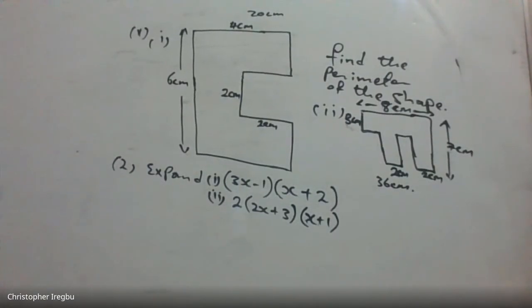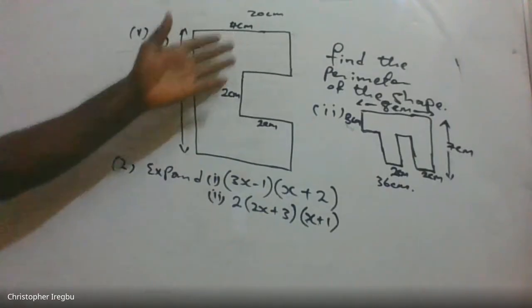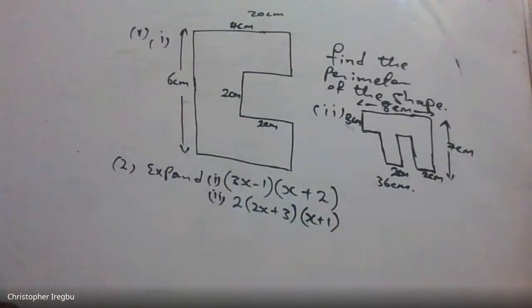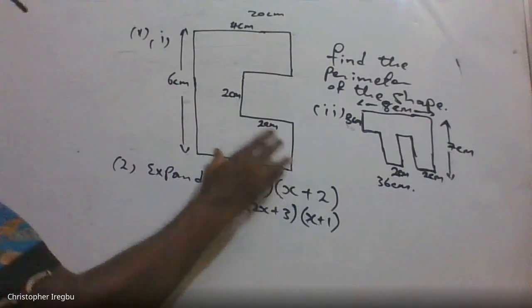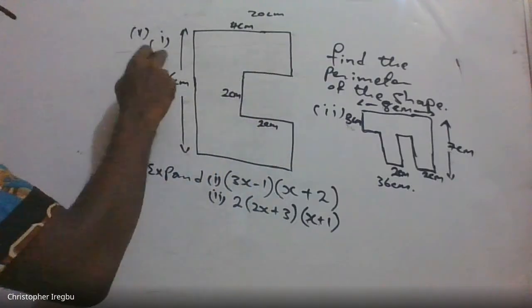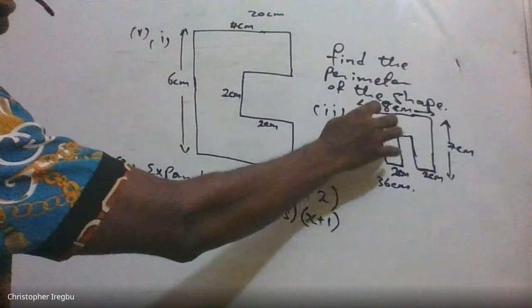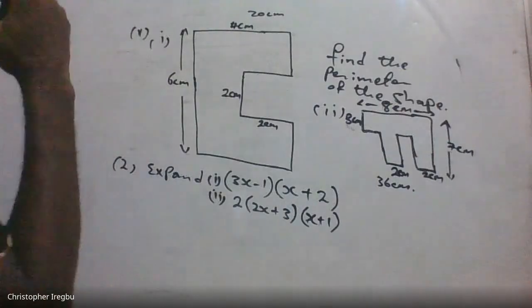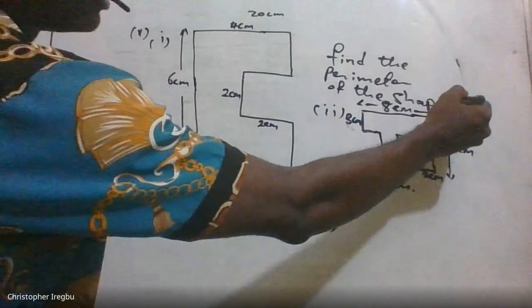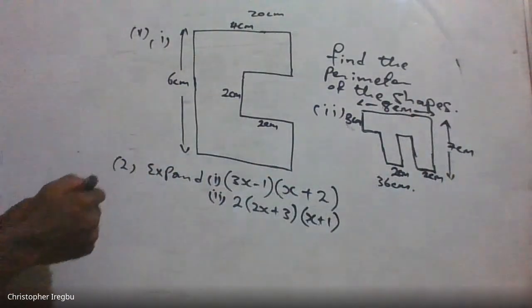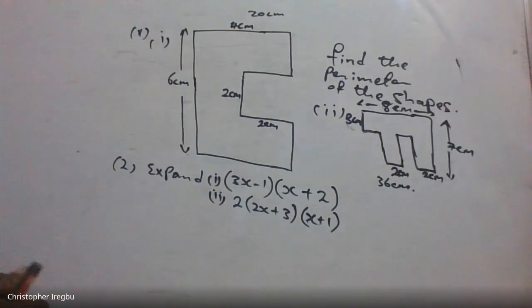Okay, so look at this. Look at these questions. These are simple elementary mathematics. These questions, number one, I and II, say we should get the perimeter of these shapes. How do you calculate or determine the perimeter of a shape?